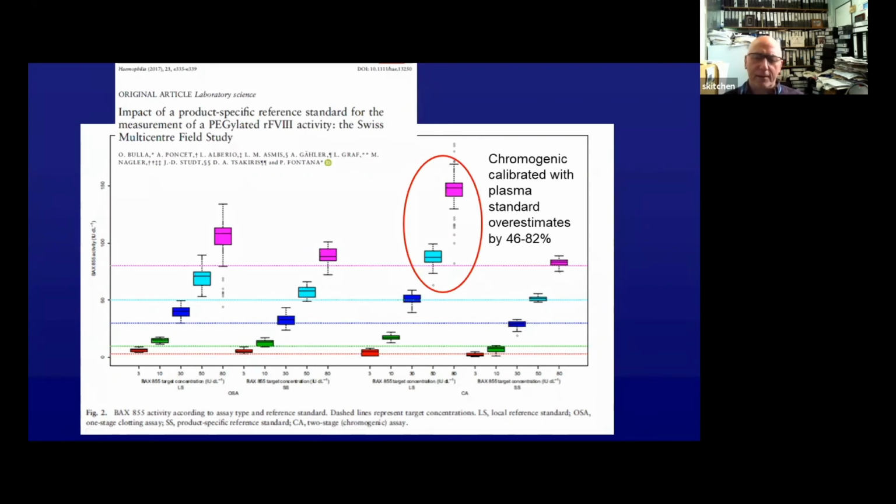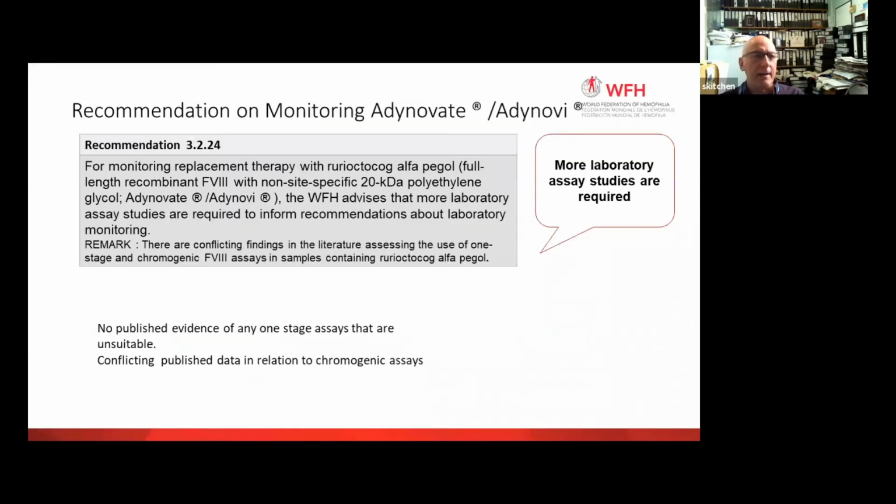So there's a little bit of a conflict, I think, between these two publications, and that's why I think the WFH guideline advises at the moment that more laboratory assay data would help before making strong recommendations about which assays could be used. There are some extra data available from abstracts in meetings, a little bit of additional data. I think at the moment, if I were having samples from patients on this drug in my lab, I would probably use a one-stage assay with our standard plasma standard. I think we need a little bit more data to be confident in chromogenic assays.